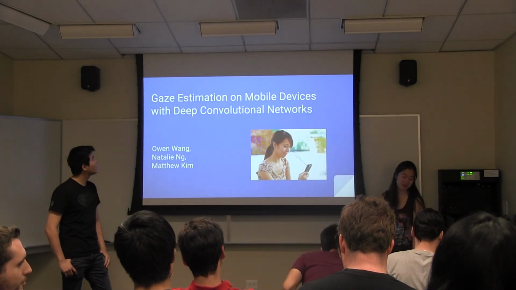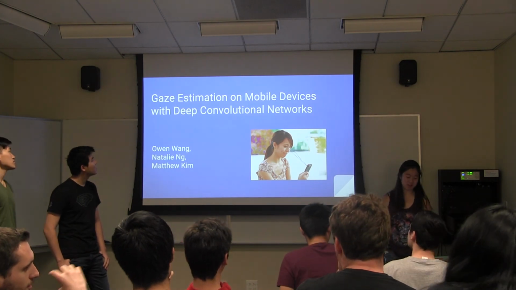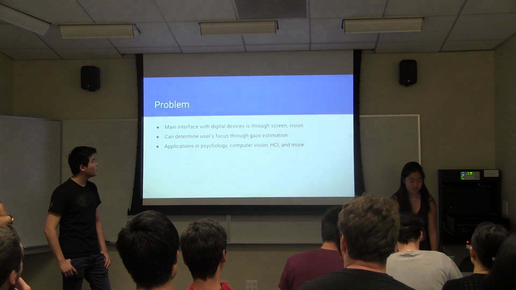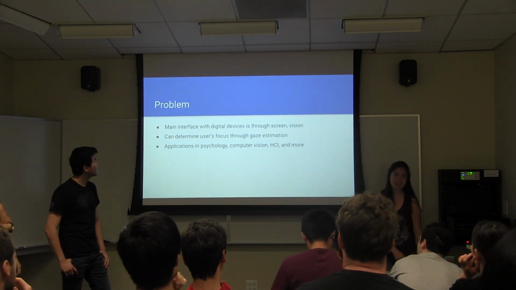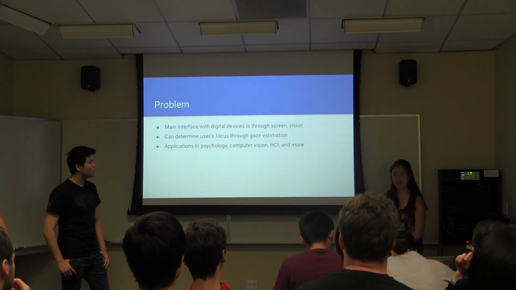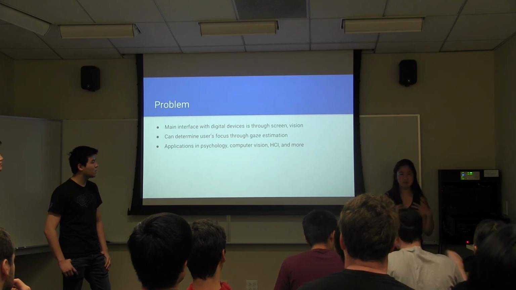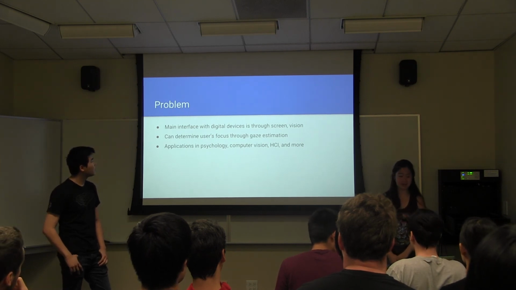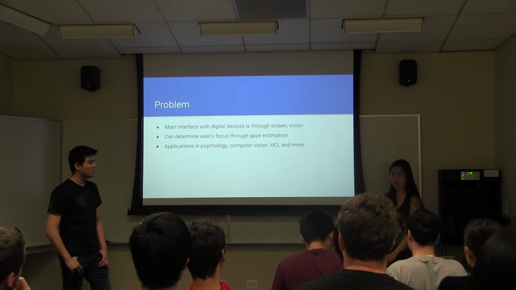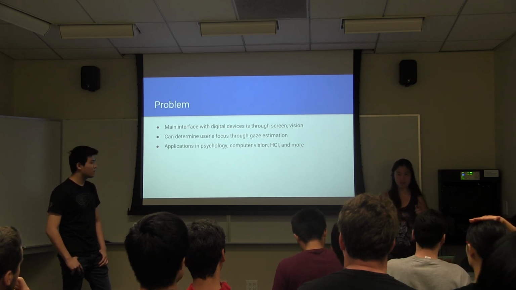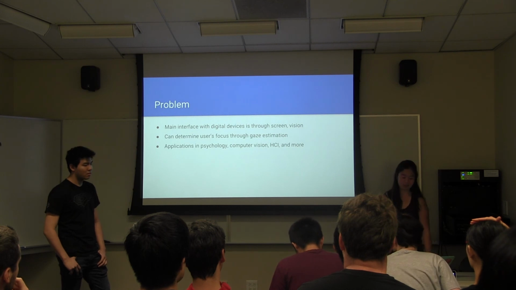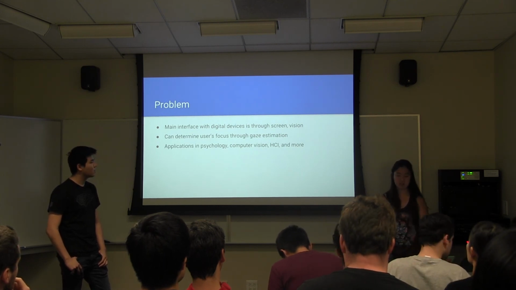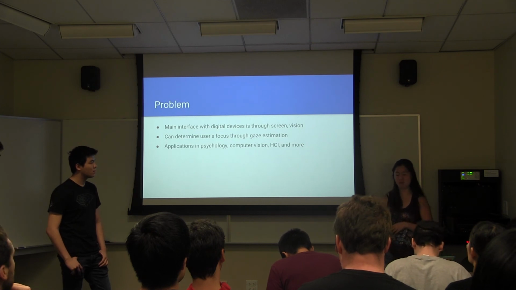Alright, so our project is gaze estimation on mobile devices with deep convolutional networks. Our problem statement is that a primary way that users interact with their devices is through gaze, or by looking at their screen. So we were hoping to take advantage of this and develop a way to estimate the user's focus on the screen through gaze estimation. And this has numerous applications in psychology, computer vision, human-computer interaction, and many more.